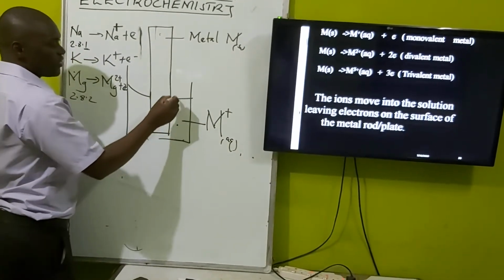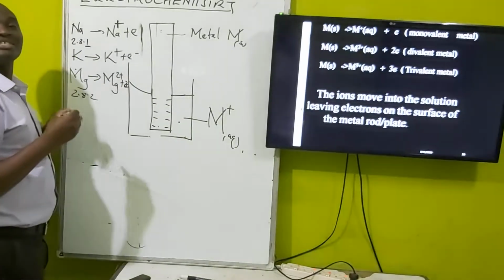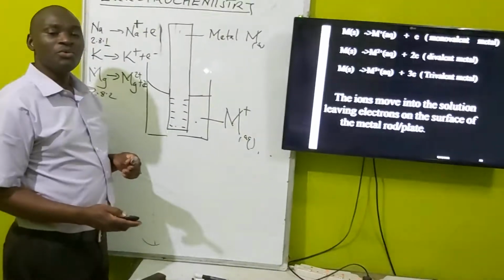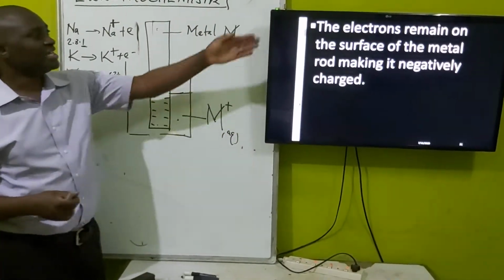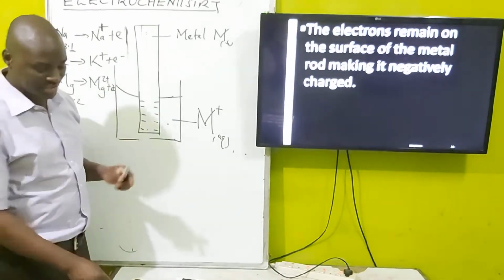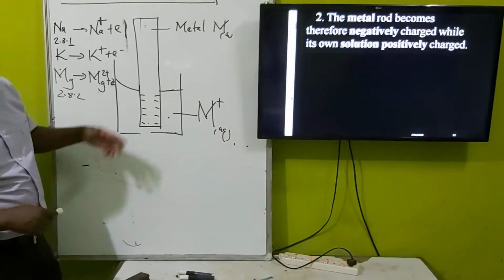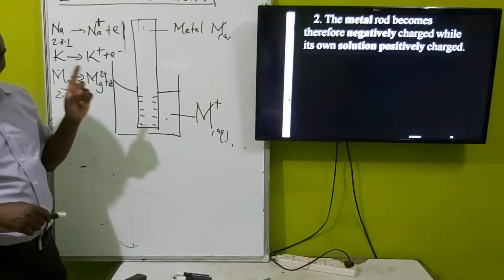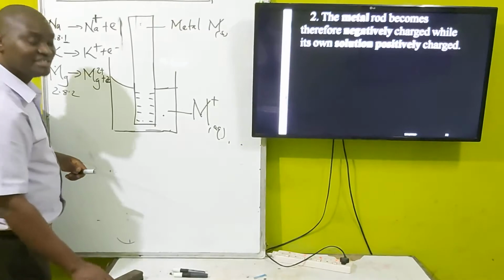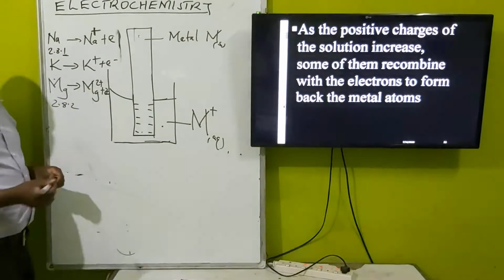So on the surface of this metal, we'll have negative electrons. The surface of the metal will become negatively charged. So the electrons remain on the surface of the metal rod, making it negatively charged. Now, the second thing that will take place: the metal rod is therefore negatively charged, but what about the solution surrounding the metal rod? That's what we are now going to explain.